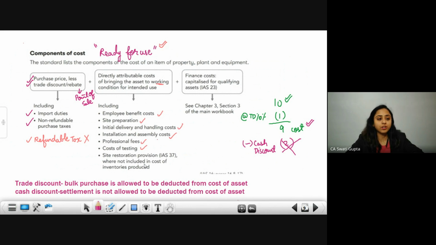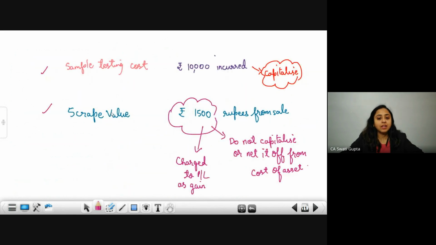No, Harishankar, no. Good question. You will not be allowed to deduct it from PPE. It will not be netted off from PPE. Instead, it will be charged to PL. And we have already taken an example. If you are earning any amount later because of the scrap value, then please charge it to PL. It will not be deducted from PPE.